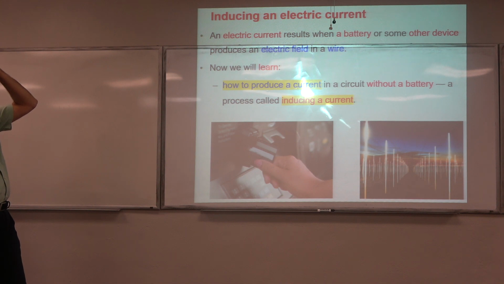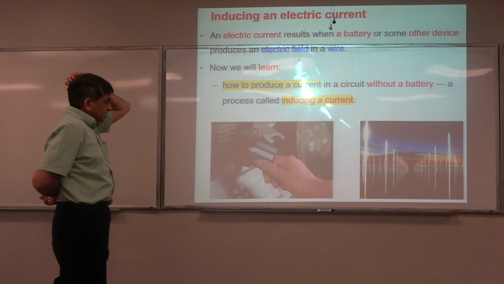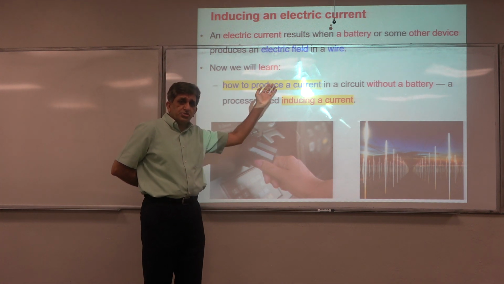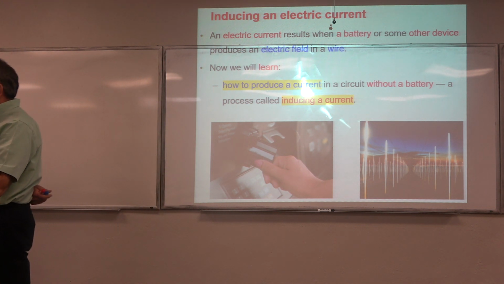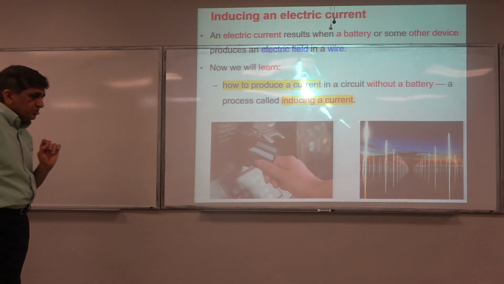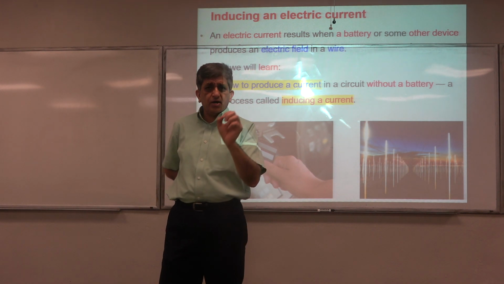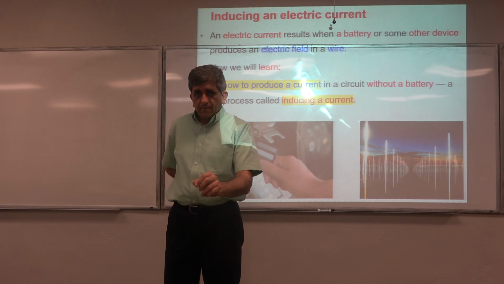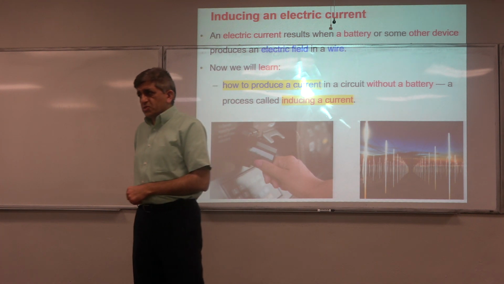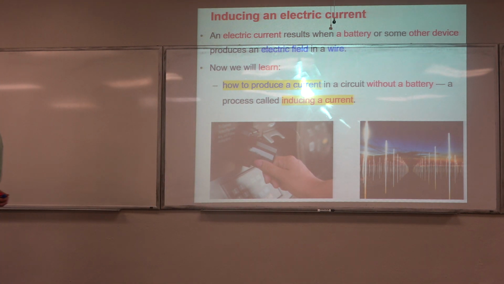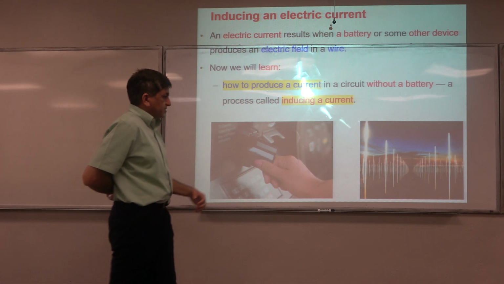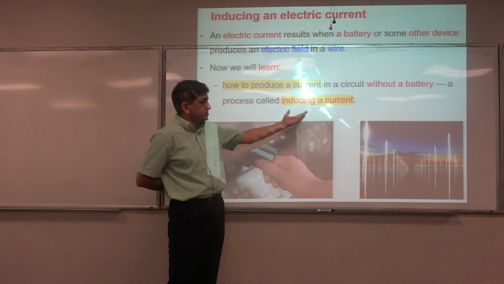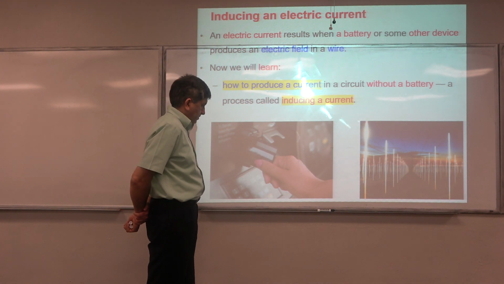Now, in electromagnetic induction, the induced electric current, we will learn how I can produce an electric current without a battery. Earlier we learned the electric current is there because we connect the battery, the power source. Here we want to see how I can produce the electric current without a power source. And that electric current is called the induced current.